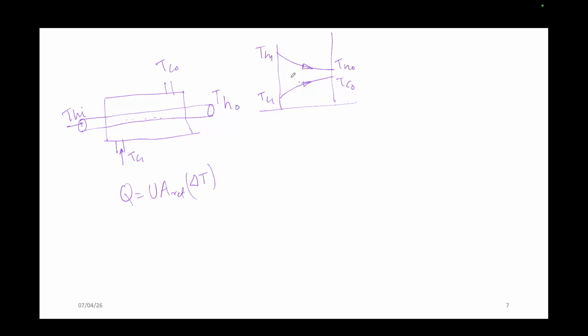So why not THO and TCO? Because see, if you take THI and TCI, the temperature difference will be more, and if you take these two, the temperature difference will be less. So that means you have to take a minimum, or you will take an average value, right? So for this, I am just taking a small area here. Okay.